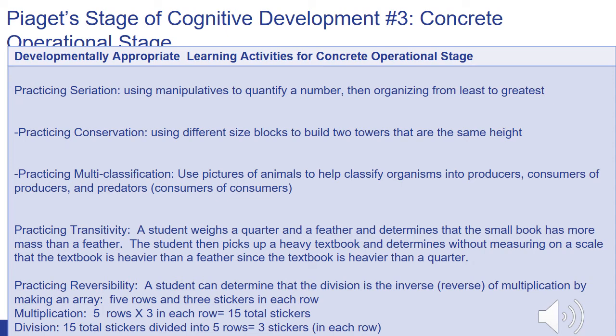So this way they can learn that even though the actual individual blocks are different, the total height is the same. Another way that you could demonstrate transitivity, multiple classification, would be to have pictures of the animals and have the animals classify based on whether they were producers, consumers, or predators.